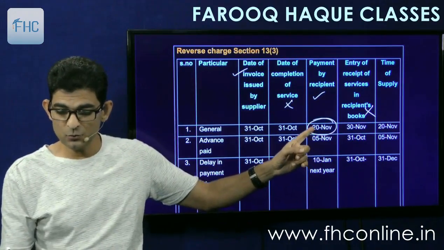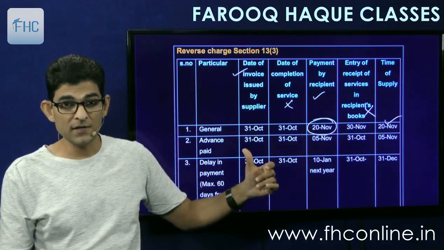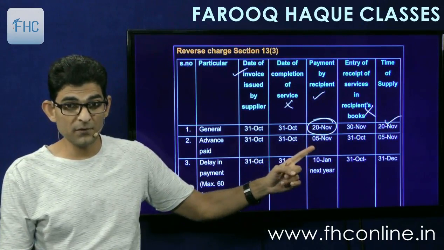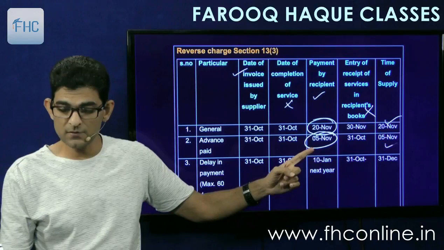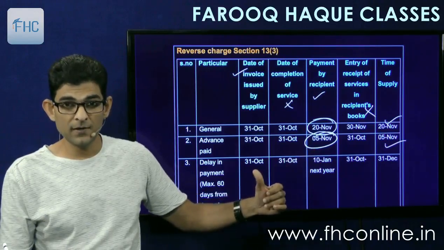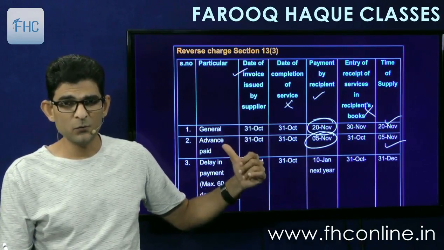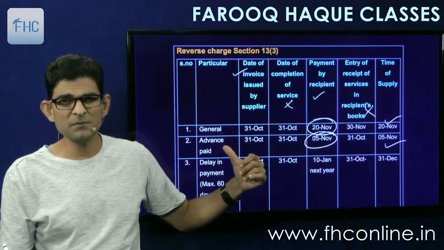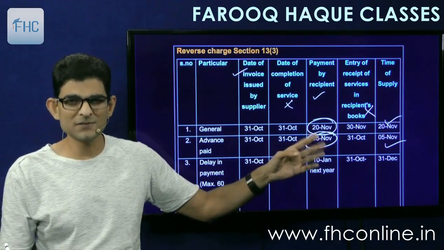Yes. So 20th November. Next, 31st October, 5th November. Is it within 60 days? Yes. So again 5th November. Though here it is written advance payment. Advance payment means it should have been even before that, but still no problem.